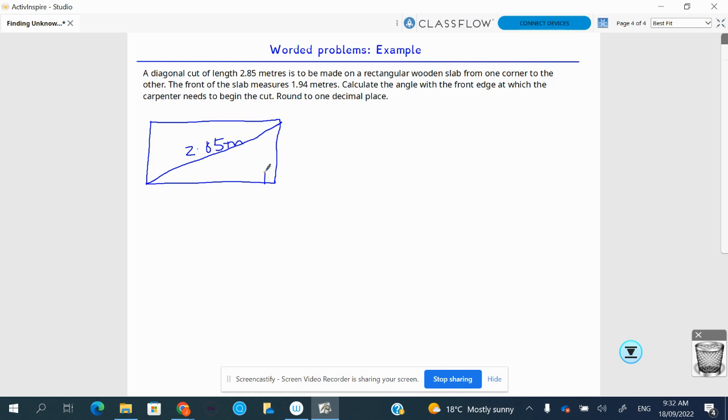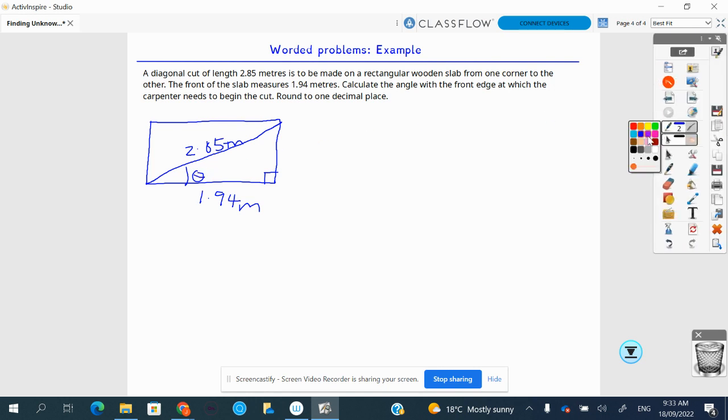We can see that this is going to be a right angle. The front of the slab measures 1.94 meters, so that's going to be this side here. Calculate the angle with the front edge at which the carpenter needs to begin the cut. So that will be our angle here. I might just change colours so that we can have a go at this question.